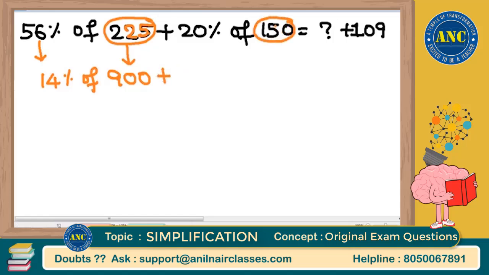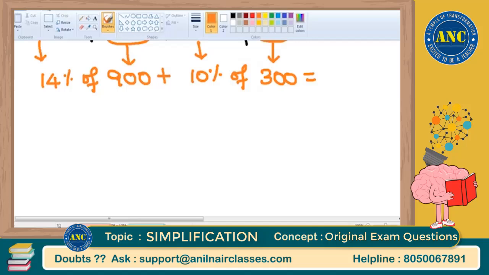150 double it, because this is ending with 5. If I ignore that 0, this becomes 300. If I double it, this I halve it. 10 percentage of 300 is equal to question mark plus 109, right?